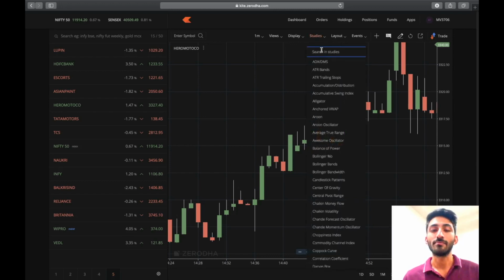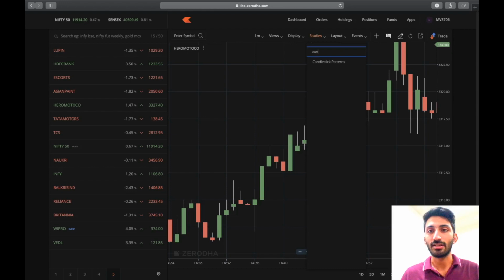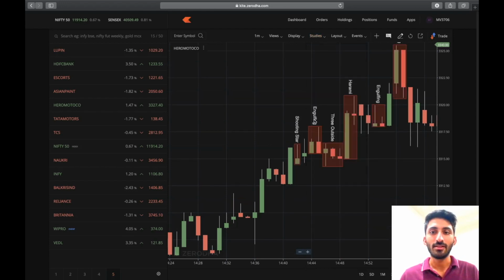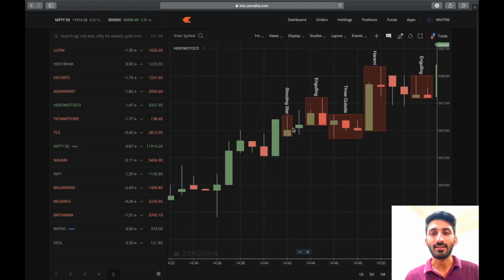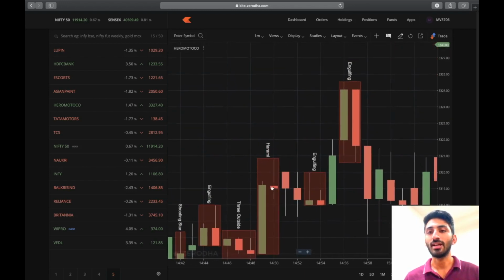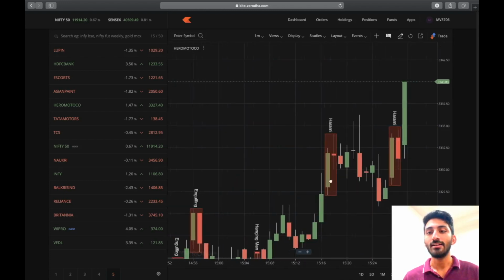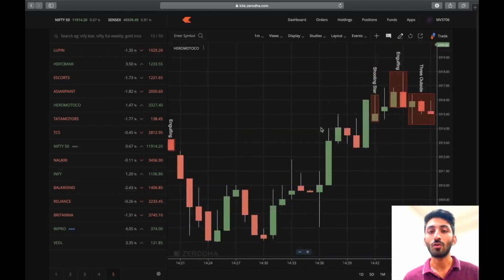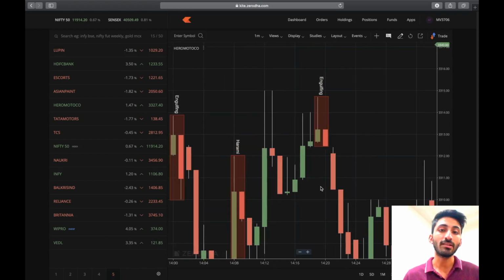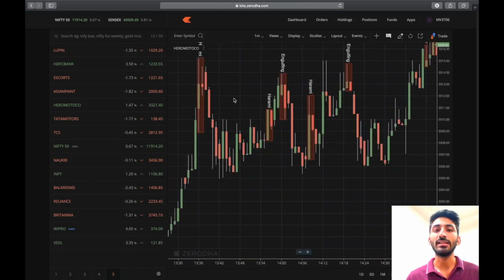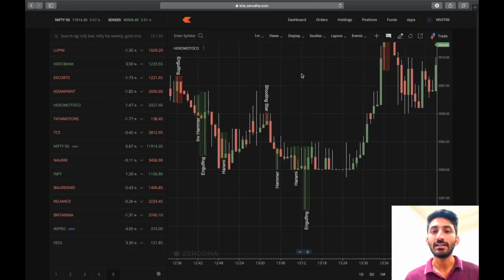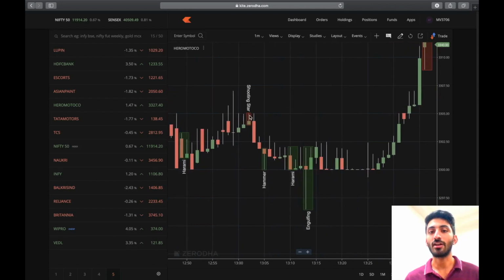For example, if you type in studies candlestick patterns, then you can see that it identified by itself the shooting star pattern, the engulfing pattern, the three outside pattern, and so on, right? And based on these patterns, we can always make decisions. Not always, but it gives us a clear indication of what is going on, right? And as we can see, this is a shooting star, and shooting star signifies a price fall, and it did a price fall.